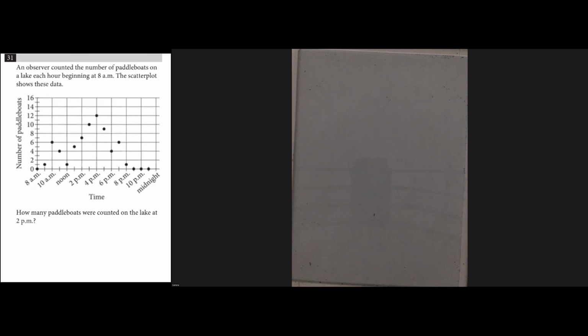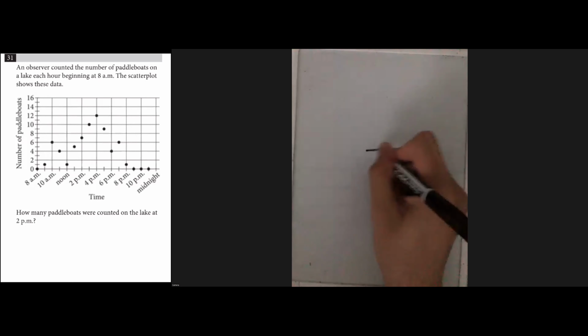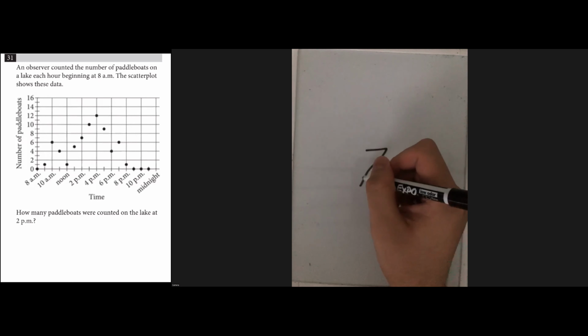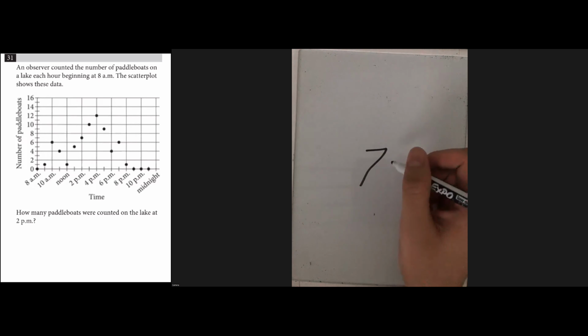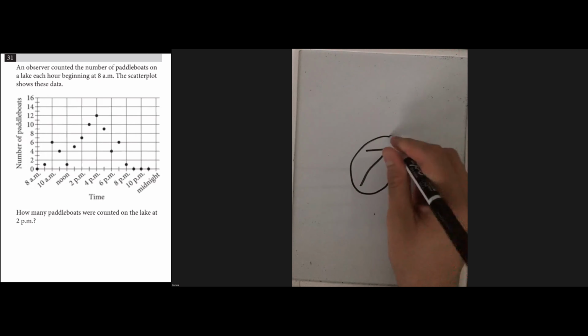Okay, so this one is super easy. It says how many paddle boats were counted on the lake at 2 p.m. And so you go to the time, 2 p.m., and you see the number of paddle boats, which is 7. And I don't think I've ever seen an SAT question this easy. But yep, that's what the answer sheet says too. Yep, it is definitely 7.